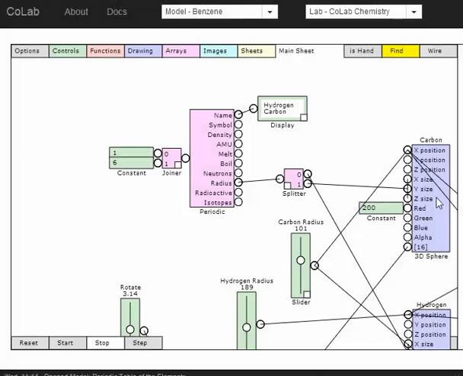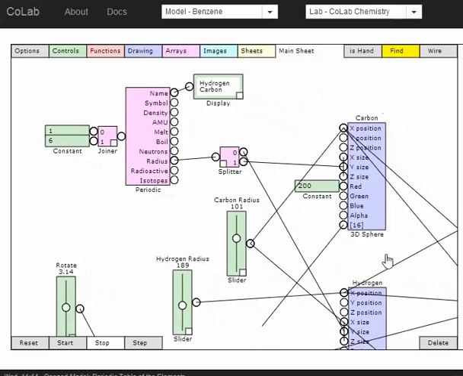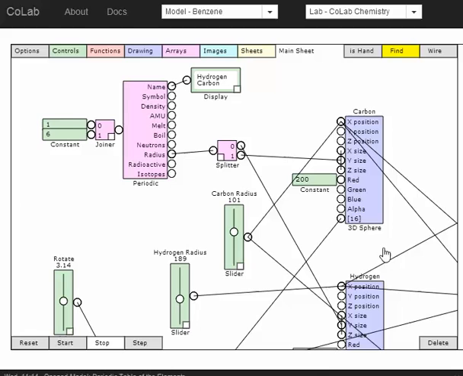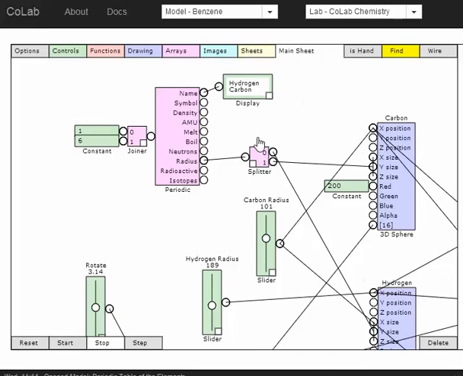Now, here's the way I created it. I'll give you a quick tour. I need to know information about hydrogen and carbon. So I put in a 1 and a 6. That's hydrogen is 1 and carbon is 6. And I've joined them together and sent them off to the periodic component. And what it passed back was the name hydrogen and carbon. So it's a double check to make sure I got it right.